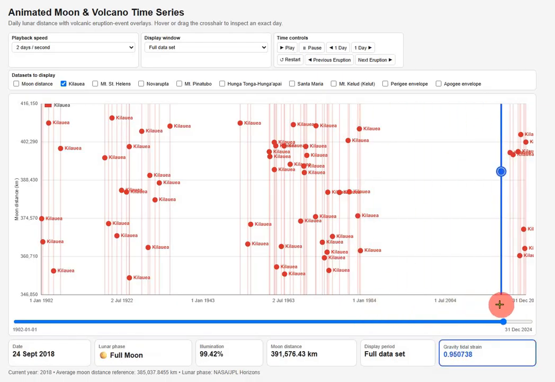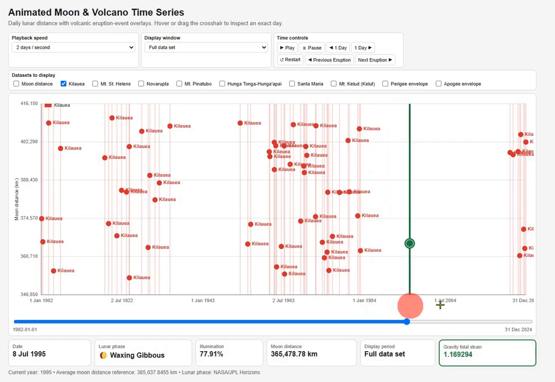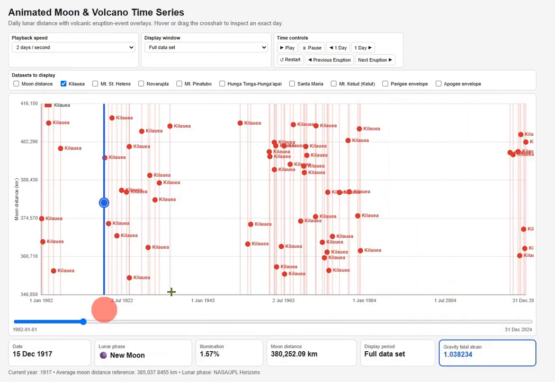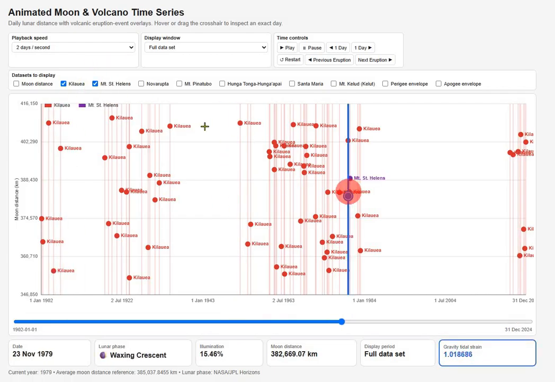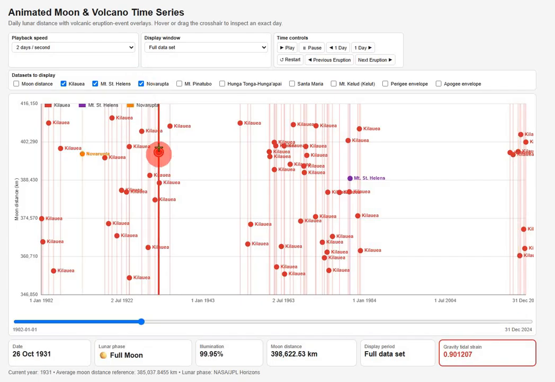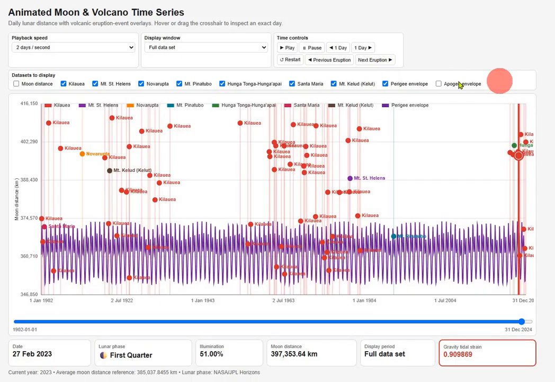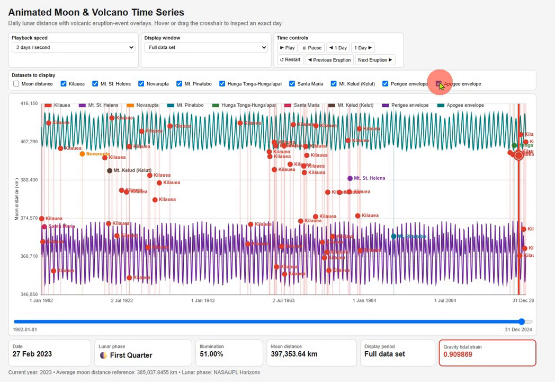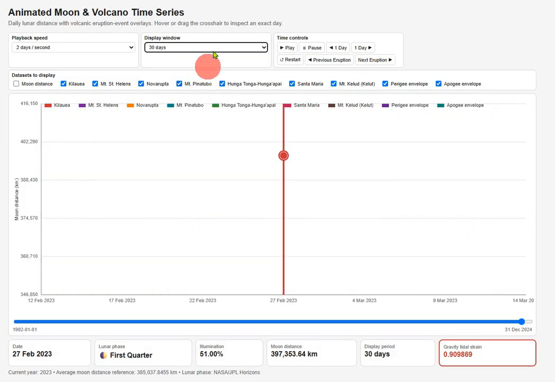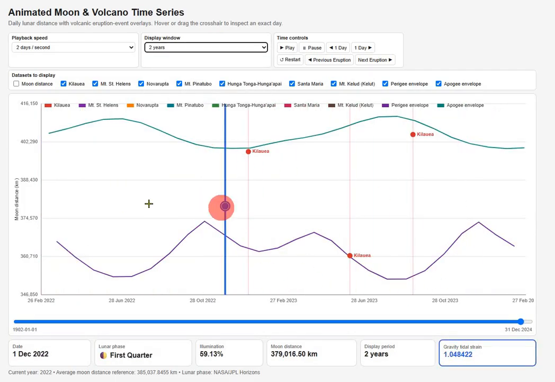That's 37 years or so where there's no activity. And then I also put in the Mount St. Helens eruption, Nova Rupta, Mount Pinatubo, Hunga Tonga-Hunga Ha'apai, Santa Maria. Oops, I didn't click that one. And these are the perigee and apogee envelopes, the lines that I showed that I put on there.